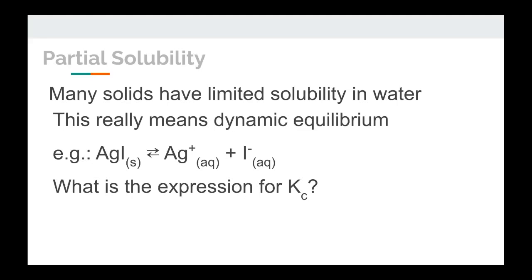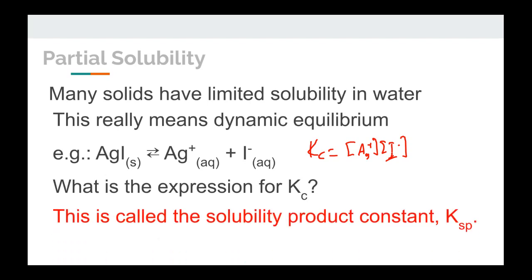What would be the expression for Kc here? Well, Kc would include products concentrations raised to their powers, so that'd be Ag+ times I-, both raised to the 1 power, divided by reactants. But our only reactant is a solid, and solids don't appear in equilibrium expressions, so that'd be what we'd write. This is a special version of Kc that's called the solubility product constant, or Ksp for short. It functions just the same way as a regular K value does. It just has a special kind of designation.